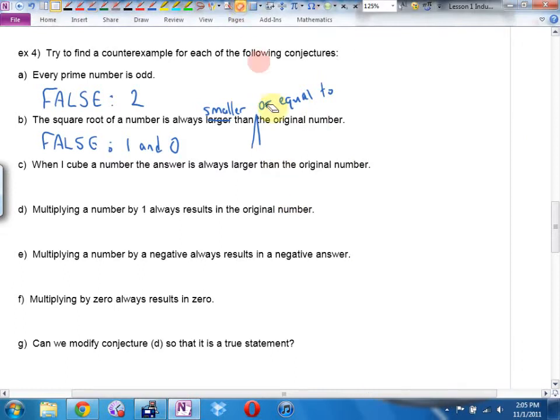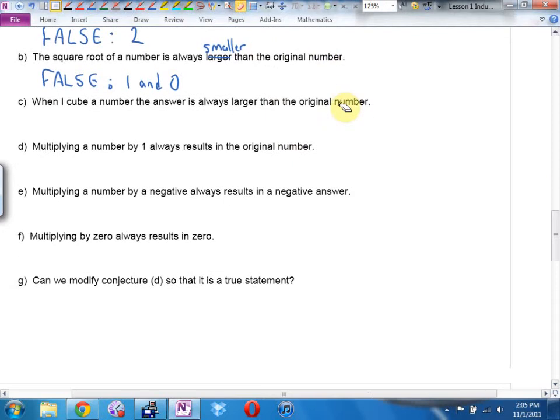C. When I cube a number, the answer is always larger than the original. True or false? And if false, give me a counterexample. Yep. What if I remove 1 and 0? What if I rewrote this and I said, besides 1 and 0, if I cube a number, the answer is always larger than the original number.